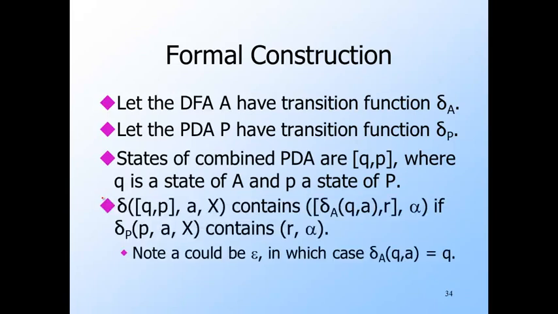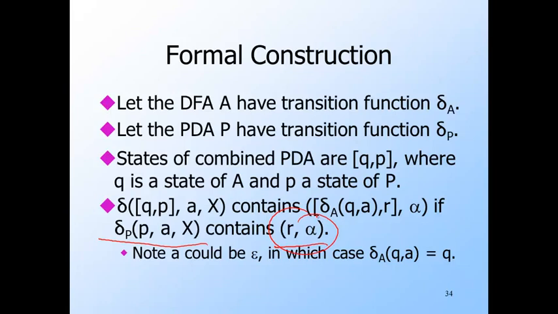and the second component, P, is a state of the PDA. Suppose the original PDA has a choice of move from state P and stack symbol X, where A is consumed from the input. That's this. A could be a real symbol or epsilon. The result of the move is that the PDA state becomes R, and X on the stack is replaced by alpha. That's the move.